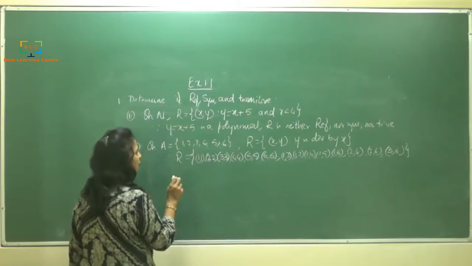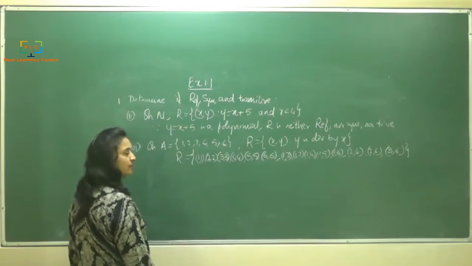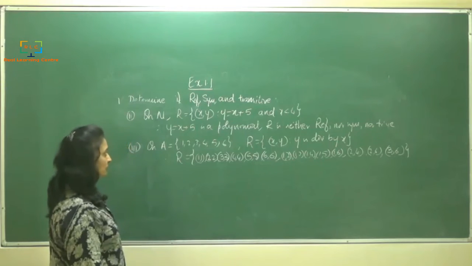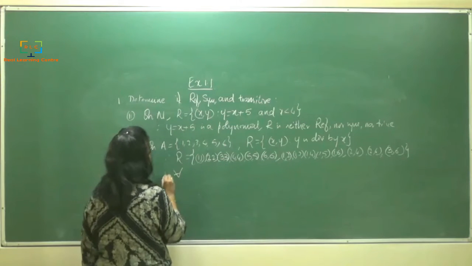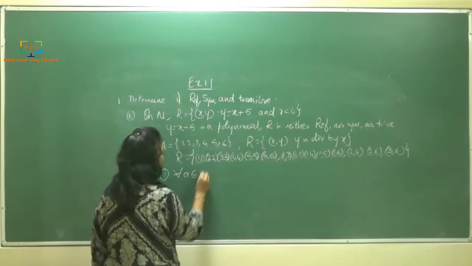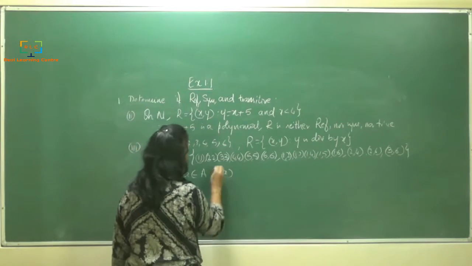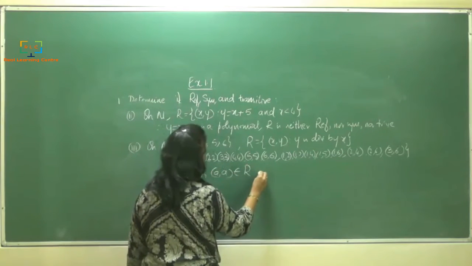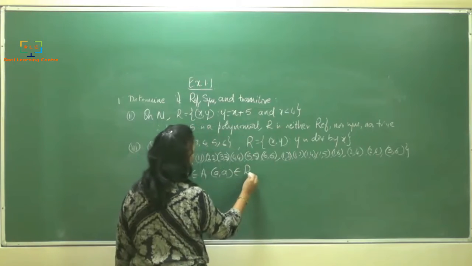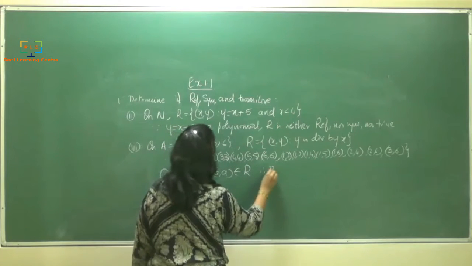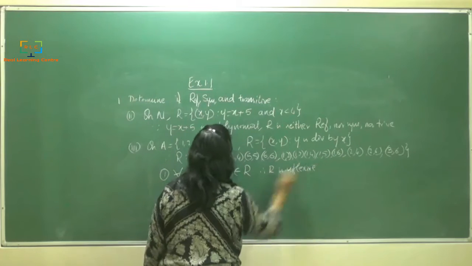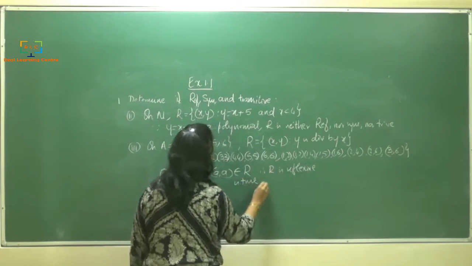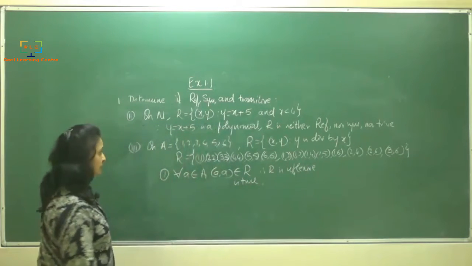So now I should show whether this R is reflexive. Is it reflexive? (1,1), (2,2), (3,3), (4,4), (5,5), (6,6) is possible, is it not? So for all a belonging to the set A, (a, a) should belong to R. (a, a) belonging to R is true. Therefore, R is reflexive. Okay, so it is reflexive.